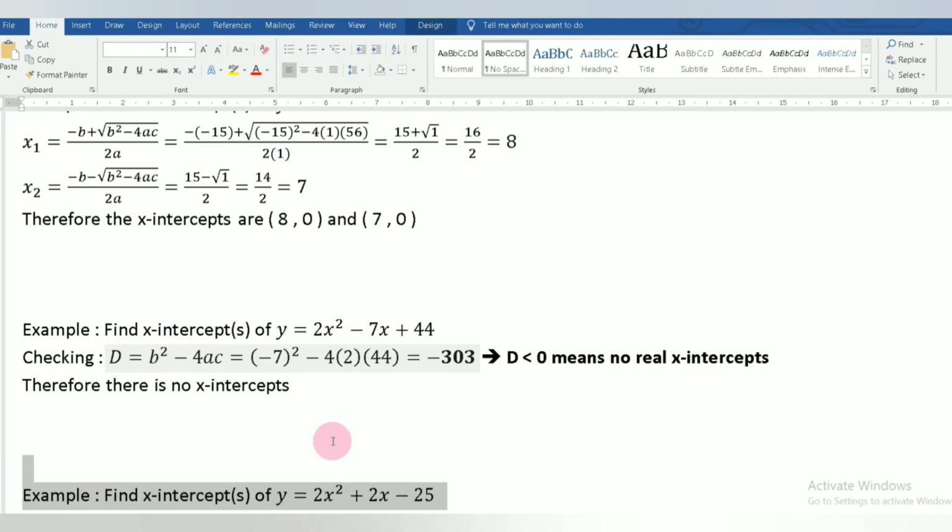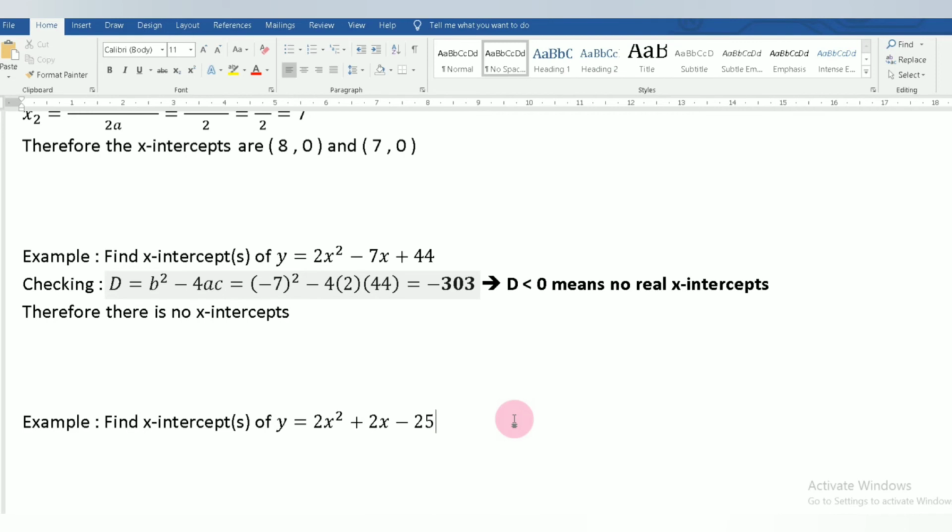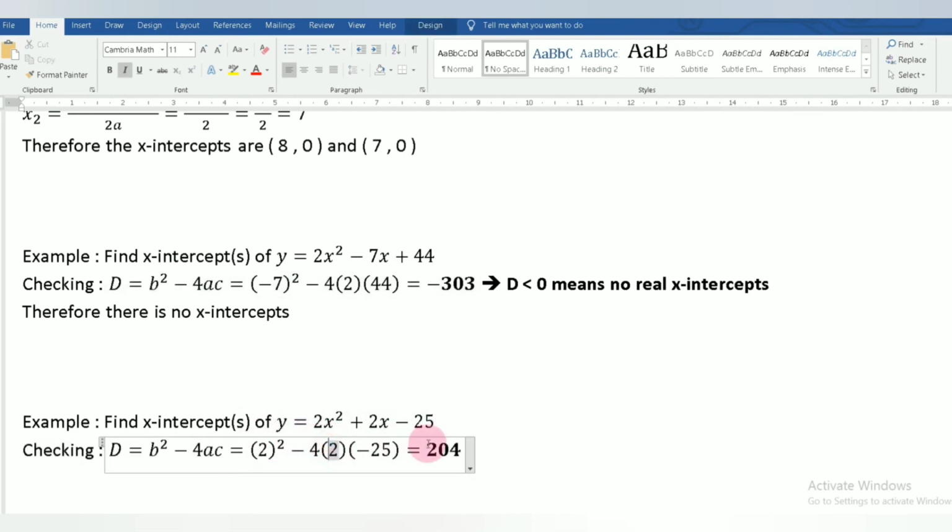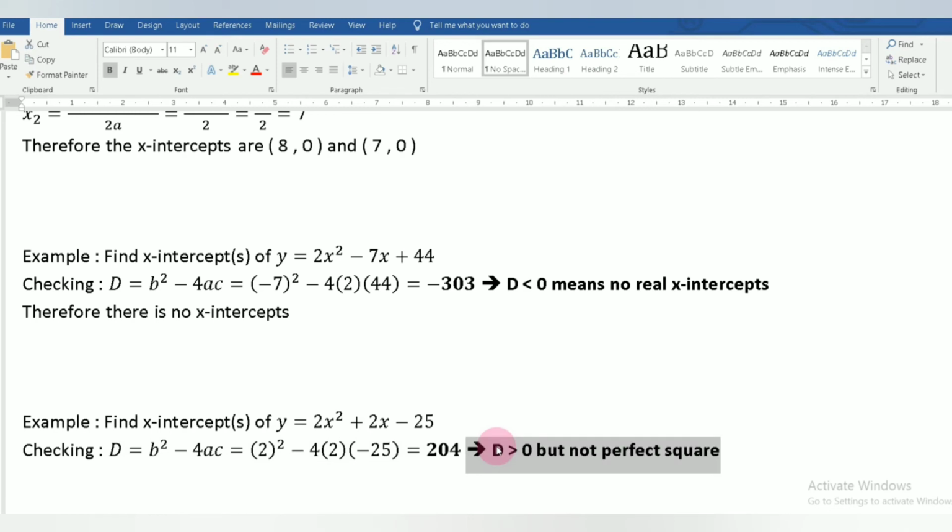Okay, so let's go to the next example. Find the x-intercepts of this one. Again, always check the discriminant. By checking the discriminant, we have the discriminant is equal to 204. And 204 is positive. It means we have two x-intercepts, but it is not a perfect square. It means you cannot find the x-intercepts by using the first method because it is not factorable. And the values of your x-intercepts must be irrational numbers. They must be in radicals.